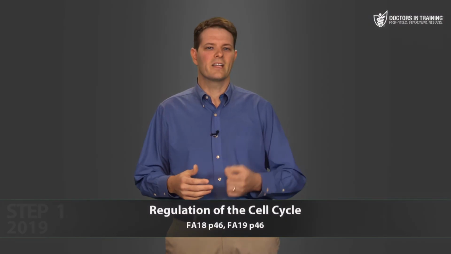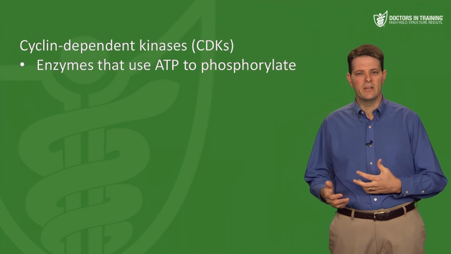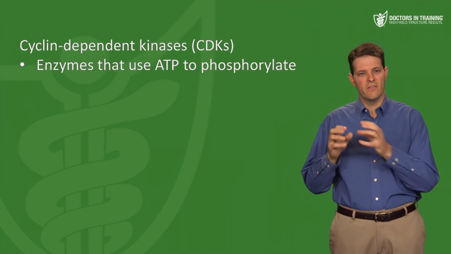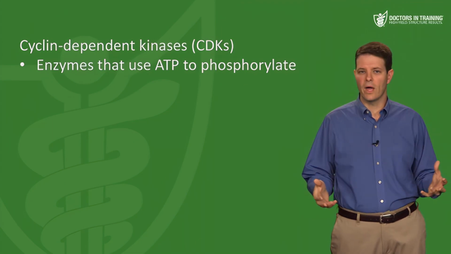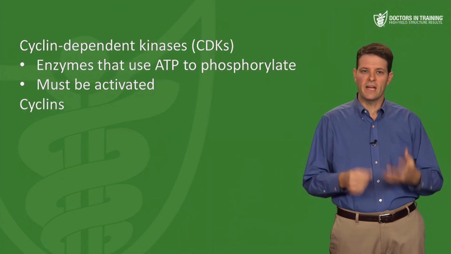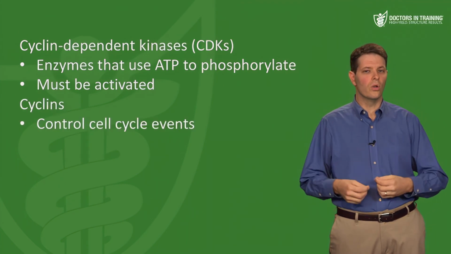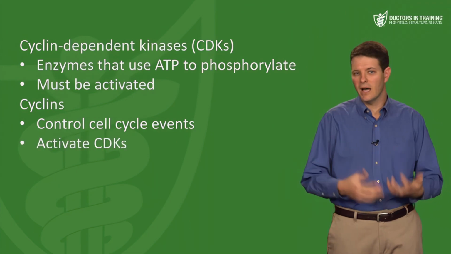Next, let's talk about cyclins and cyclin-dependent kinases, or CDKs. A kinase is an enzyme that uses ATP to phosphorylate things, so to add phosphate to things. Kinases are expressed constantly. They're always around, but they are inactive unless they need to be active. Now, cyclins are regulatory proteins that control cell cycle events. They activate those cyclin-dependent kinases.